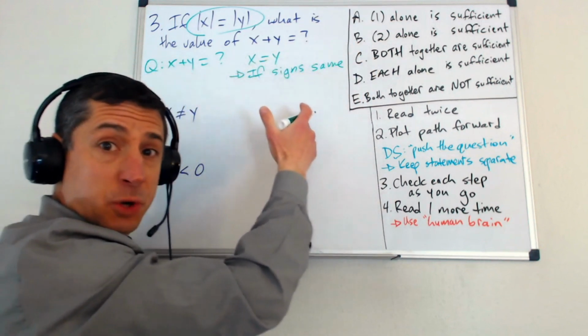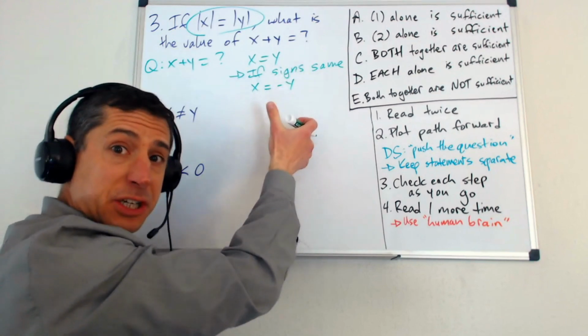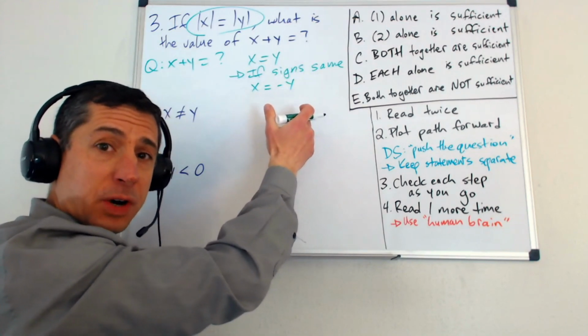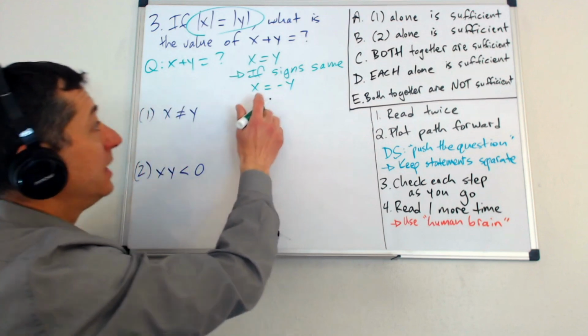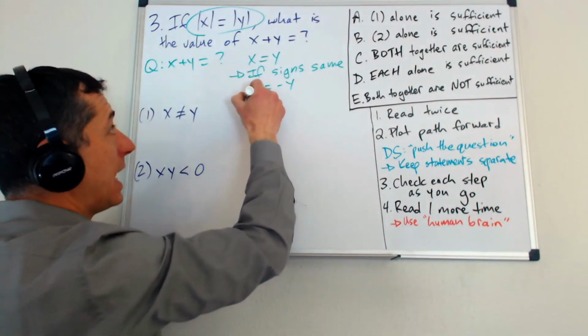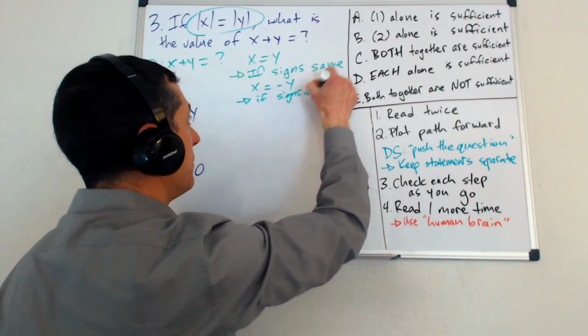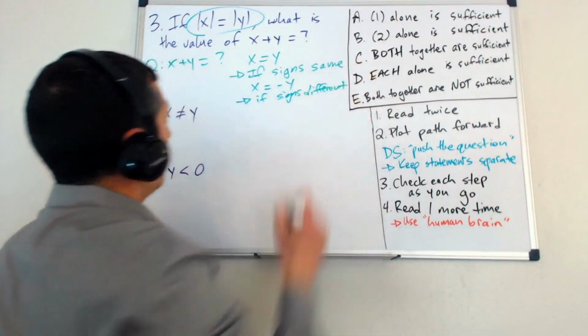Well, but what if that's not true? What if they don't have the same sign? Then they're just going to be negations of each other, right? So you could have 4 and -4, for example, or 2 and -2. So if the signs are different, it's going to be the case that x is equal to -y. That's if the signs are different. Well, great. What can we do with that?